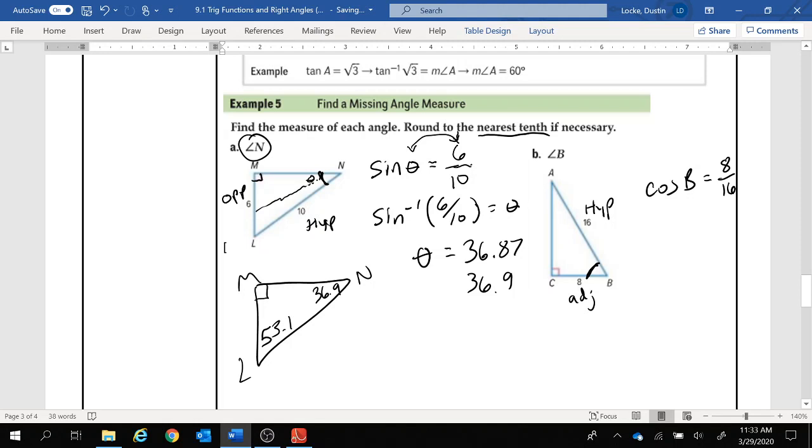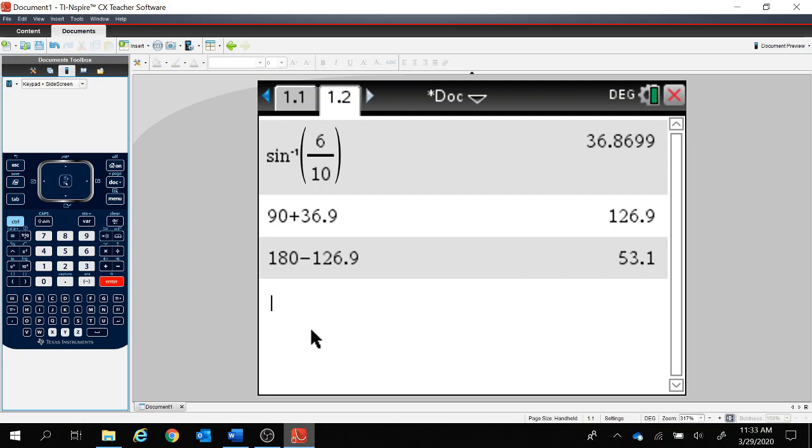Okay, you can simplify it down to 1/2 if you'd like, but it doesn't really matter when you type it in. So this would be cosine inverse of 8 over 16, right? Because we're finding the angle. There's your inverse. So then you would have B over here. Okay, so let's go back to our calculator.